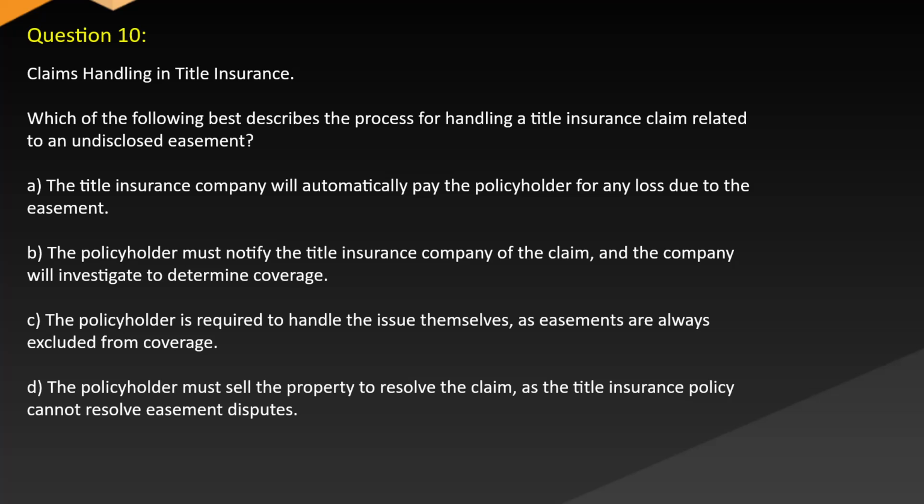A. The title insurance company will automatically pay the policyholder for any loss due to the easement. B. The policyholder must notify the title insurance company of the claim, and the company will investigate to determine coverage. C. The policyholder is required to handle the issue themselves, as easements are always excluded from coverage. D. The policyholder must sell the property to resolve the claim, as the title insurance policy cannot resolve easement disputes.